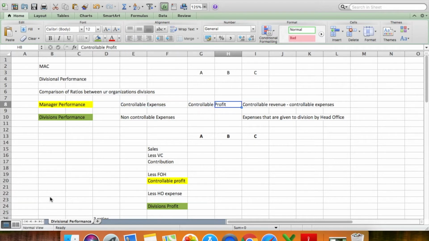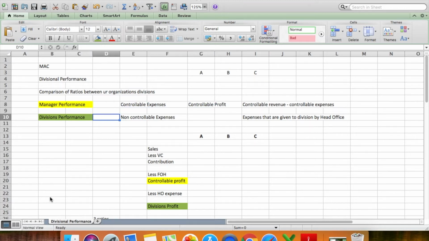Based on that, we can calculate the controllable profit. A controllable profit is the controllable revenue that the management has generated minus the expenses that the management has control over, to give a controllable profit. Controllable profit is the profit that the management can be responsible for. The management is not responsible for any other expenses that are outside its responsibility range.